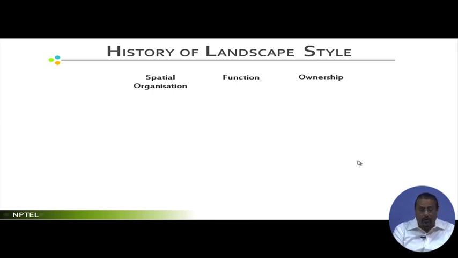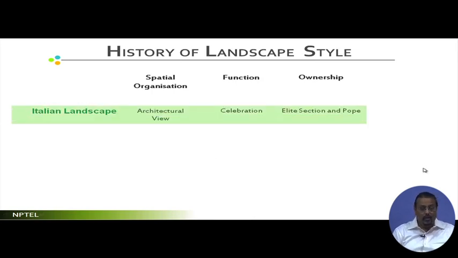What is the spatial organization kind? Italian landscape. Architectural view, it was always built over architectural views, and the function was for celebration purposes. So the purpose was mostly celebration and showing off their power, dominance. Ownership was in the hands of elites and the popes. Common public did not have much access to it, so it was mostly for pleasure and entertainment of such elite groups.